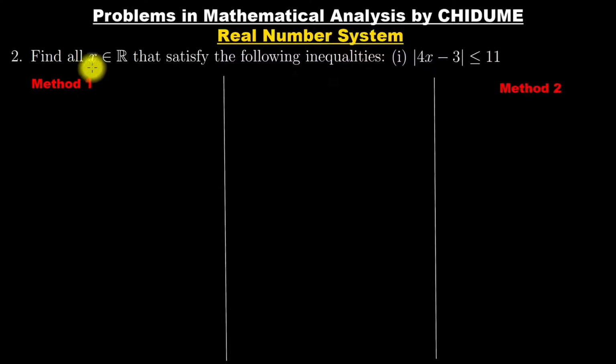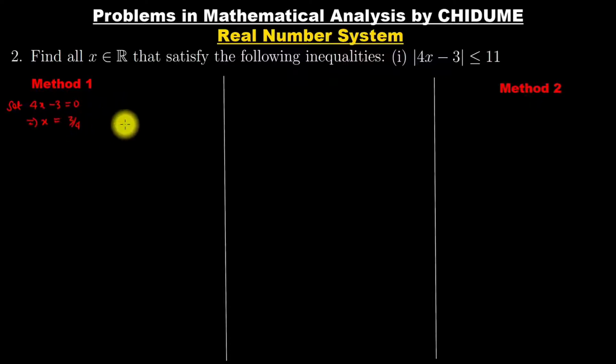Since I know that my solution will be on the real line, I can decide to partition my real line. How do I do that? The argument here is 4x minus 3. I can decide to set it equal to 0. If I set 4x minus 3 equal to 0, that means that my x is going to be 3 over 4.